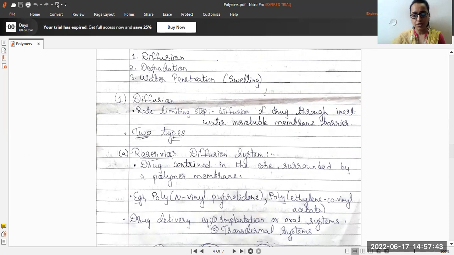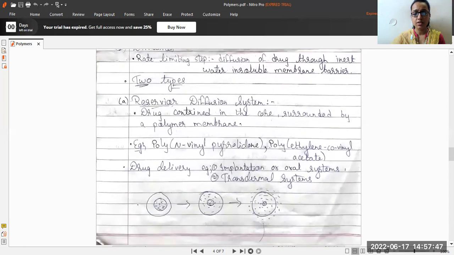Two types of diffusion can be studied. One is the reservoir diffusion system, and another is the matrix diffusion system. First, let us talk about the reservoir diffusion system. In this, the drug will be contained in the core, that is in the middle, and it will be surrounded by a polymer membrane as shown in the diagram. The core is of the drug and the outer membrane is of the polymer.